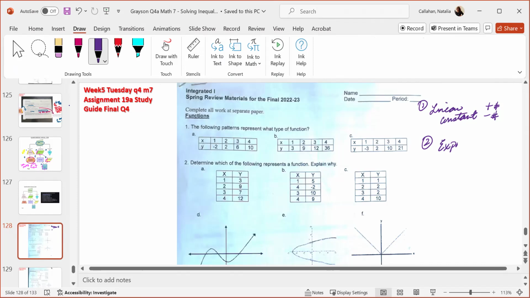So take a look at A. How are you getting from, you see how X is 1, 2, 3, 4? But then where Y, you have a -2 to 2. How do you get there? From 2 to 4, how do you get there?